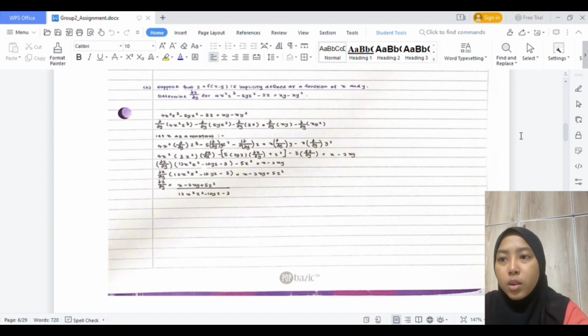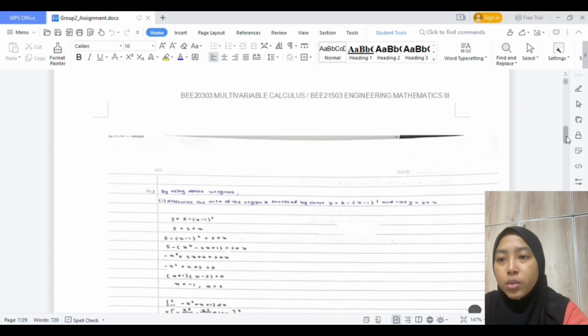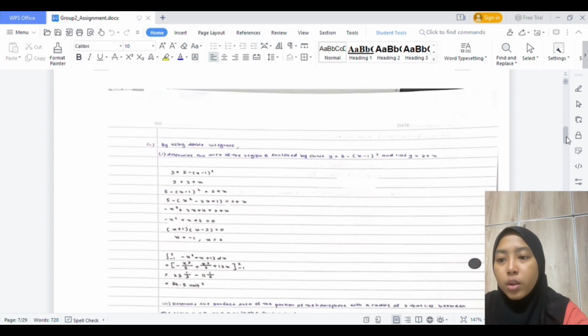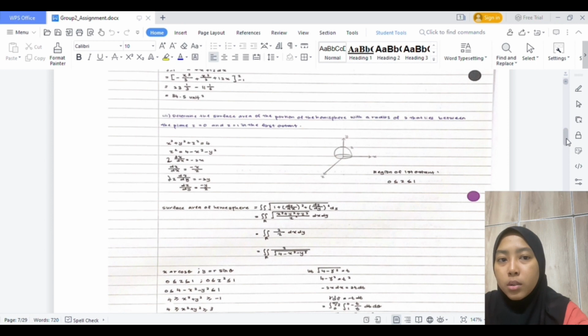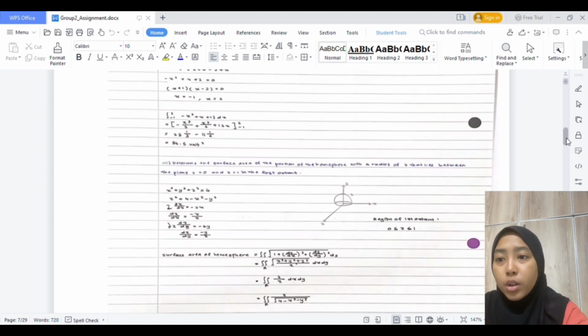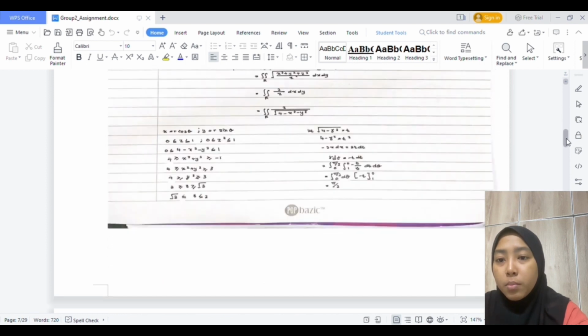For question C, by using the double integral, we need to determine the area, and we got the answer 34.5 units. And for question C2, we got the answer in the first octant is pi over 2.